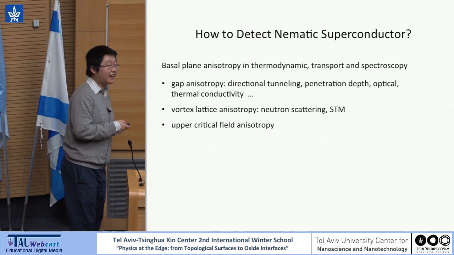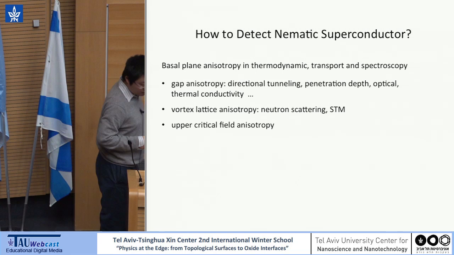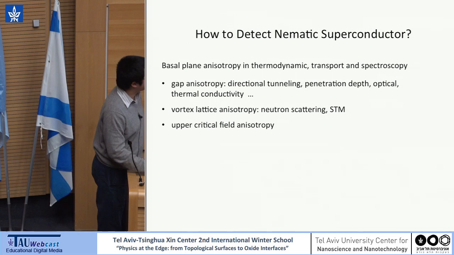which is just based on measurement of the upper critical field. Okay, so if the superconducting state spontaneously breaks rotation, we expect there should be some anisotropy in the upper critical field.